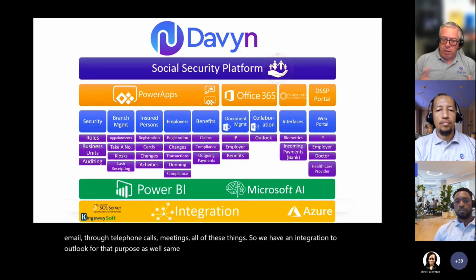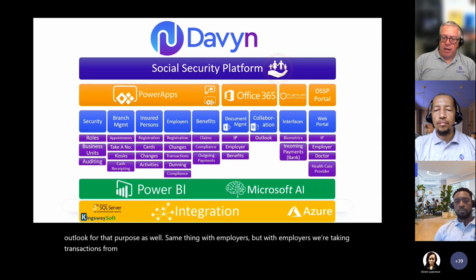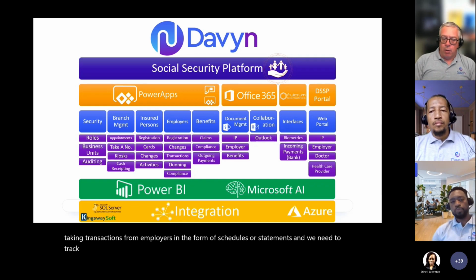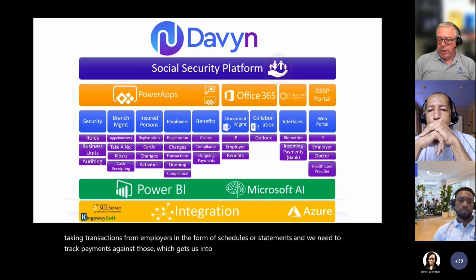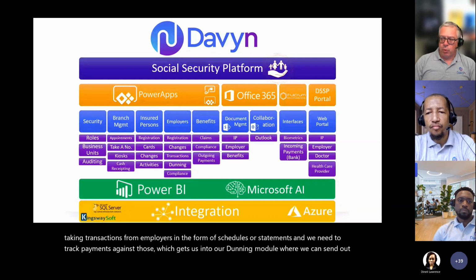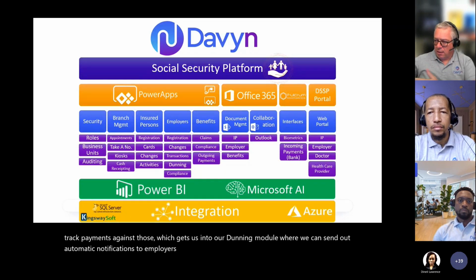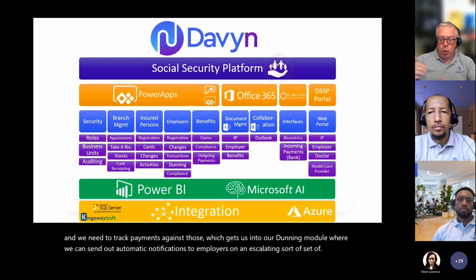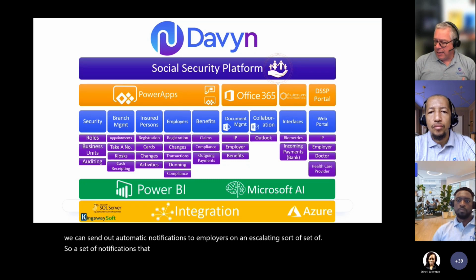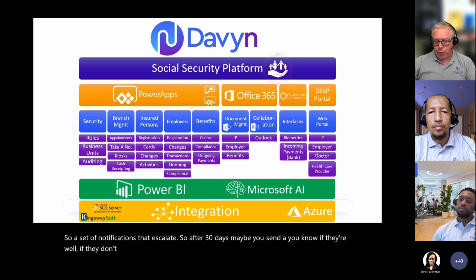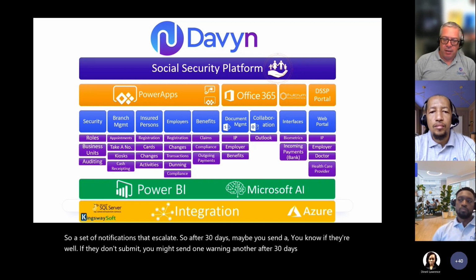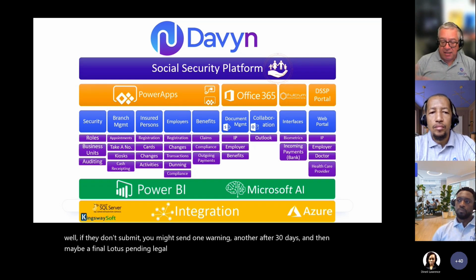Same thing with employers, but with employers, we're taking transactions from employers in the form of schedules or statements, and we need to track payments against those, which gets us into our dunning module, where we can send out automatic notifications to employers, a set of notifications that escalate. So if they don't submit, after 30 days you might send one warning, another after 30 days, and then maybe a final notice pending legal action in 60 days, for example. So that's how the dunning works.